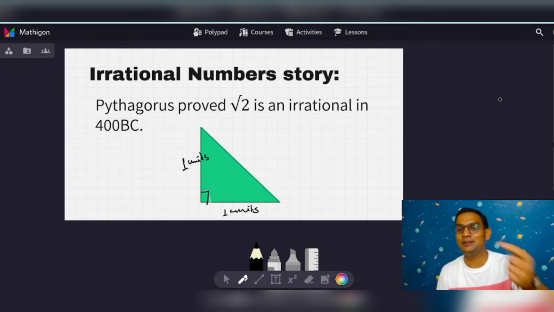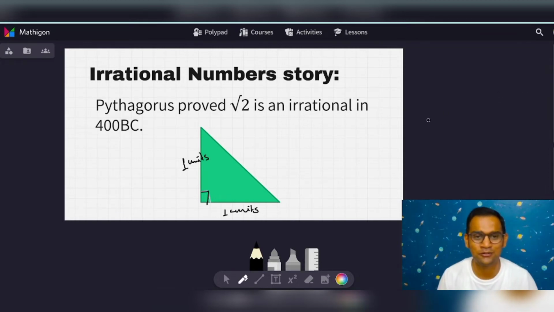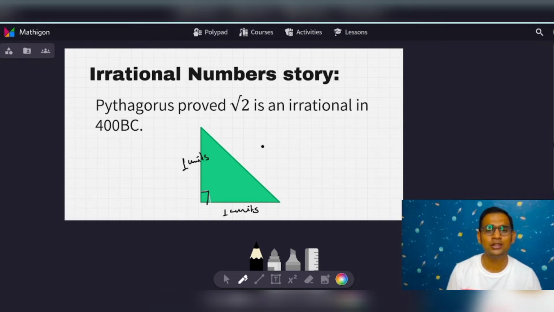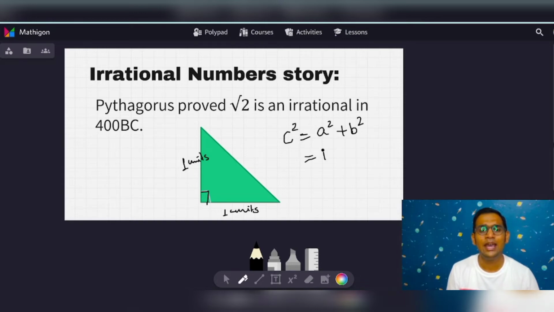So when he applied the Pythagoras theorem, and he is the discoverer of the Pythagoras theorem, he found the length of the hypotenuse. As you know, hypotenuse squared, c squared, equals a squared plus b squared. We already know this formula. So c squared equals 1 squared plus 1 squared, which is 1 plus 1, that is 2. So c will be under root 2 units.